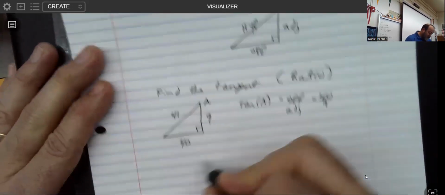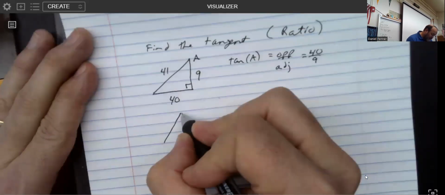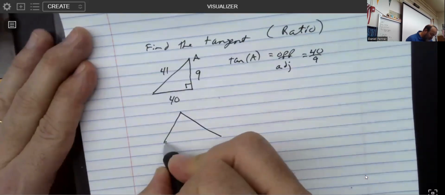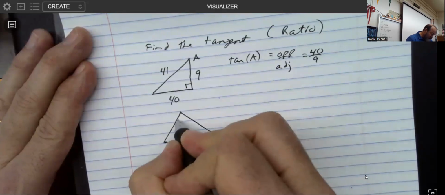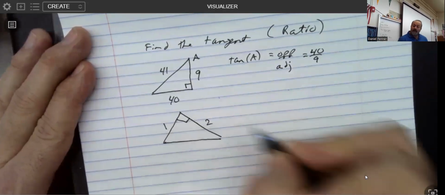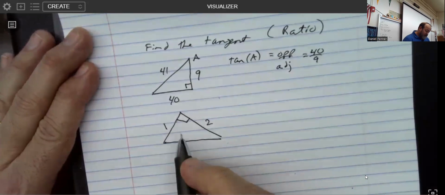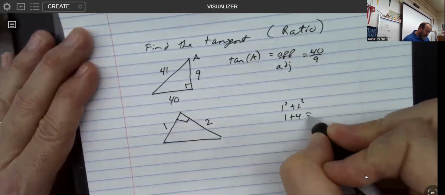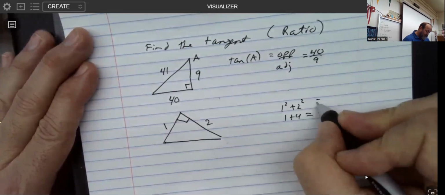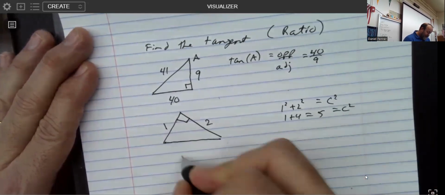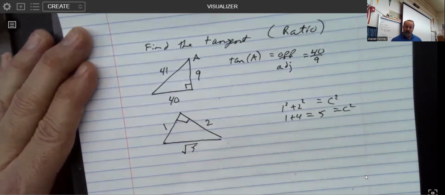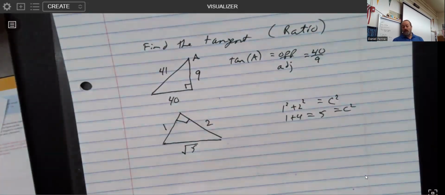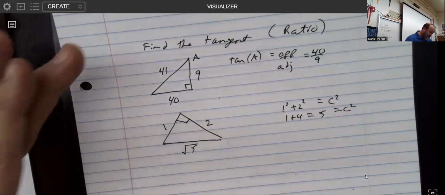If we changed our orientation to a slightly different one like this, and maybe I made this side 1, that side 2. Well, 1 squared plus 2 squared would be 5. Remember that's c squared. As it turns out, I'm not going to need that because the tangent ratio never uses the hypotenuse. But the point is if I only give you two sides, you can always get that third side.